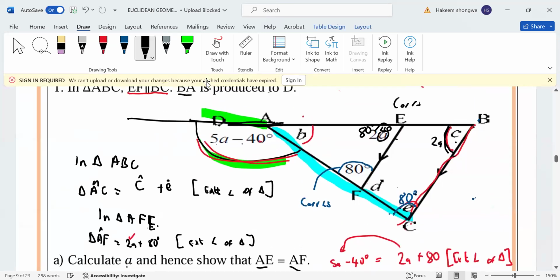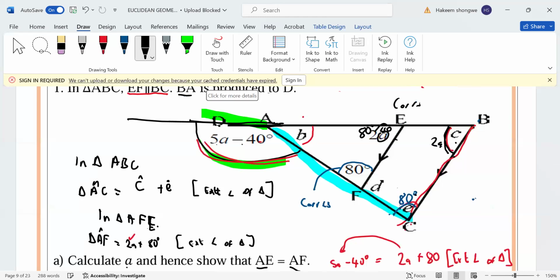Okay, what did they say we should also show? They said we should show which AF is equal to what? AE. Now, based on what I just learned above, we just learned something above. I spoke about if we have angles that are equal, what can you tell me about this side? The base angle. Angle opposite side. Side opposite. I agree with that. This one is equal to this one.